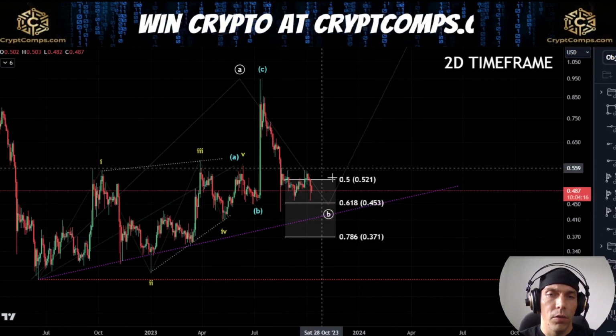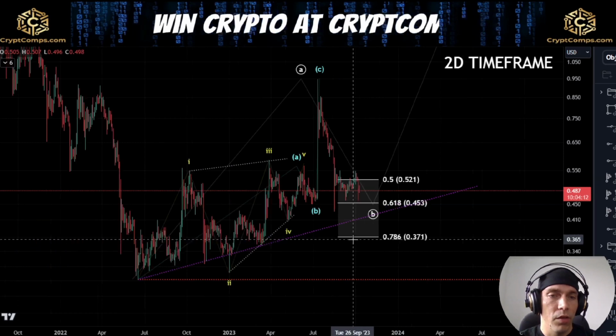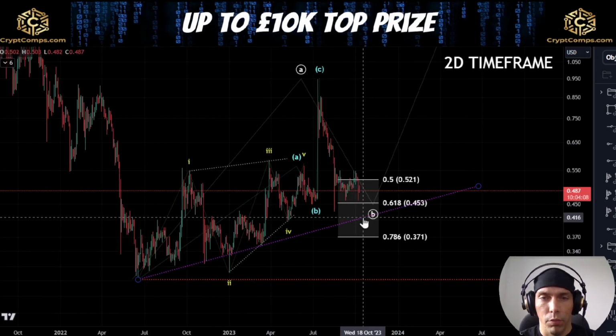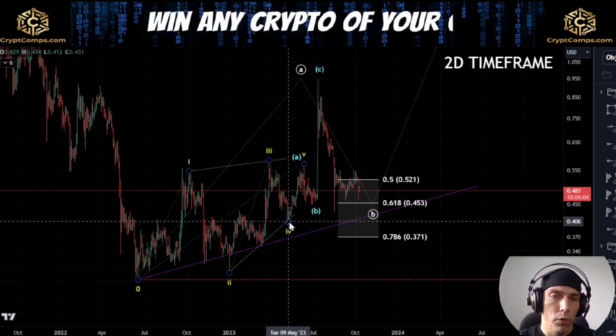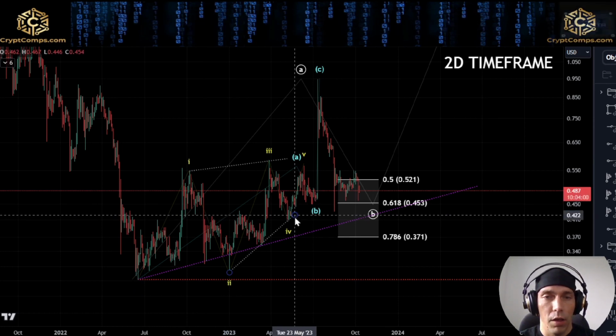Now, we have actually come back down here into a typical B wave area. So I'm keeping an eye on this zone here between this 0.5 and this 0.786. I am also keeping an eye on this bottom trend line here, which directly below us would be sitting towards the zone of this 0.414, which would also align with coming back into some of these highs and this low over here. So keep an eye on those levels.